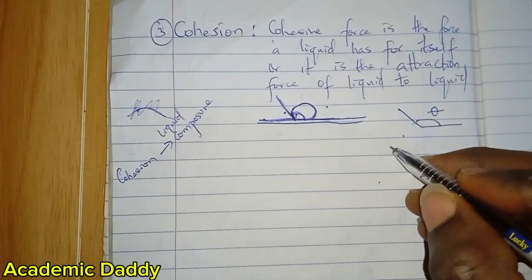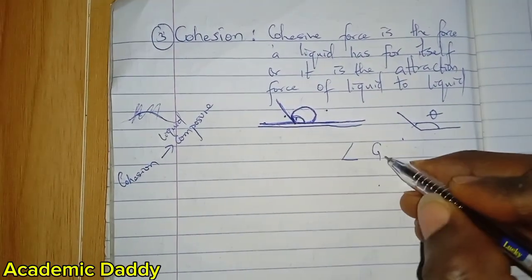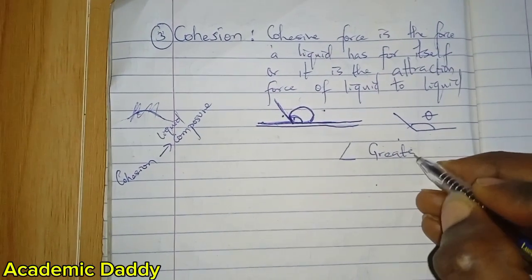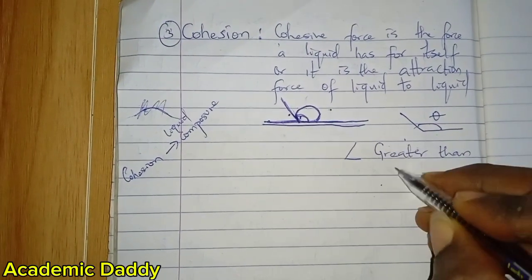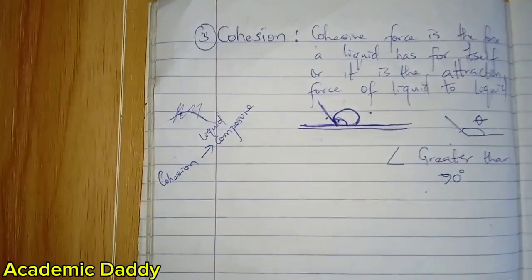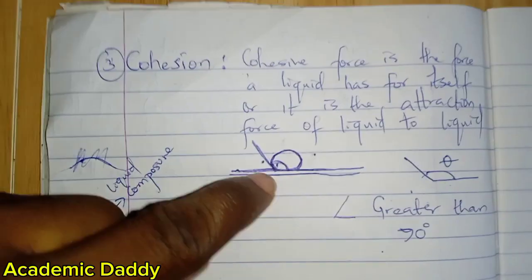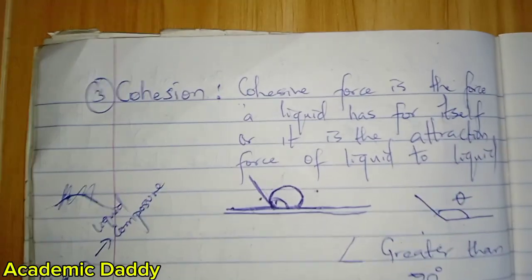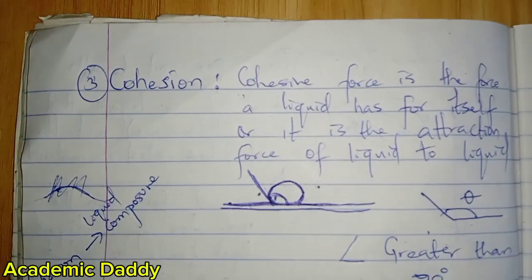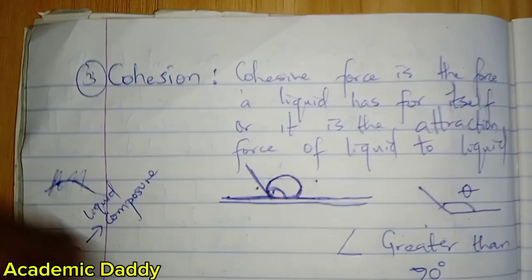So the angle is greater than 90 degrees. An example of a liquid that is like this is mercury. When you drop mercury on a surface, this is how you notice it, because the cohesive force is more than the adhesive force. So for that reason, it will give you an angle greater than 90.